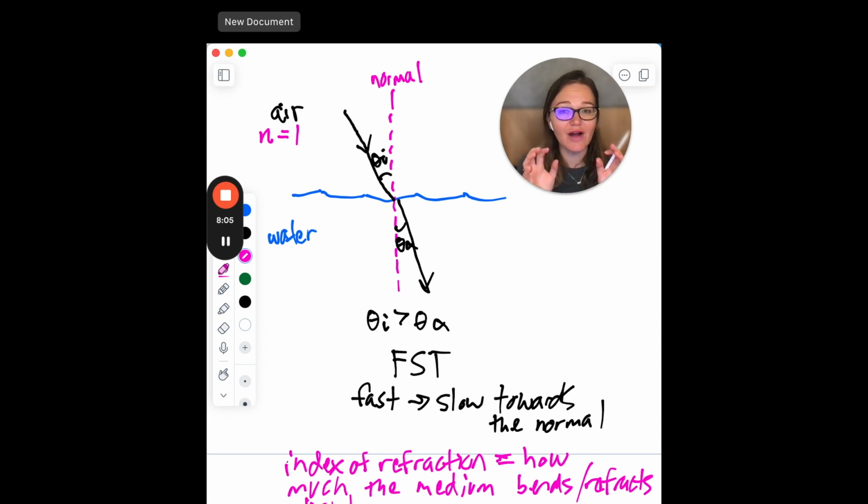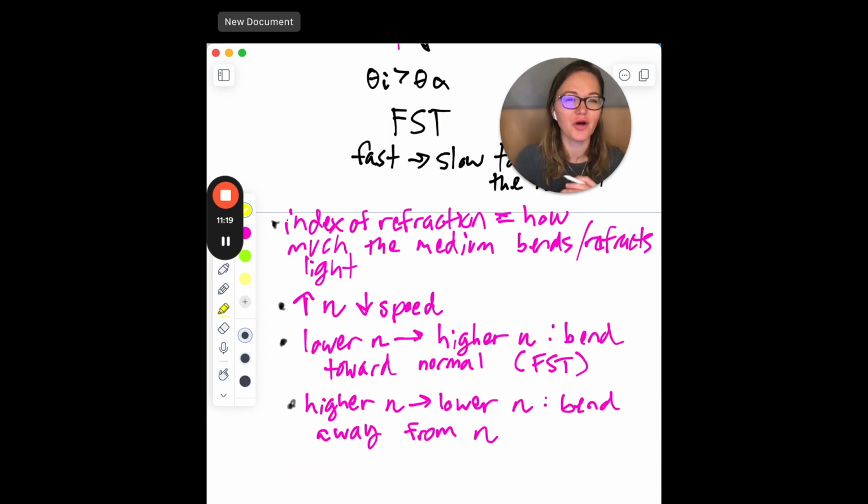The index of refraction of air is 1, versus the index of refraction of water, which is more optically dense, so light is going to travel slower through it, is going to be about 1.3. So the bigger your n, the bigger your index of refraction, the more optically dense the medium is. So the more the light is going to interact with that medium, and the slower light is going to travel. And therefore, the more that light is going to bend towards the normal if you go from a less dense medium to a more dense medium. So quick review of our important parts here.